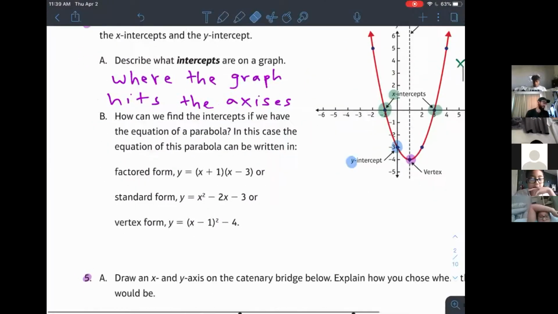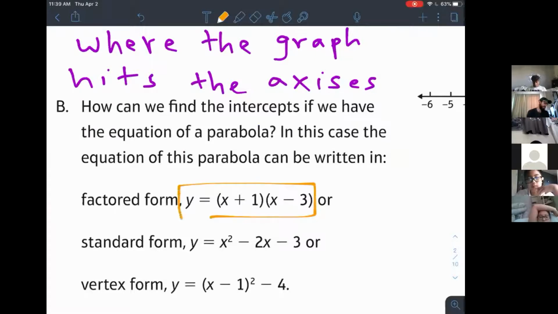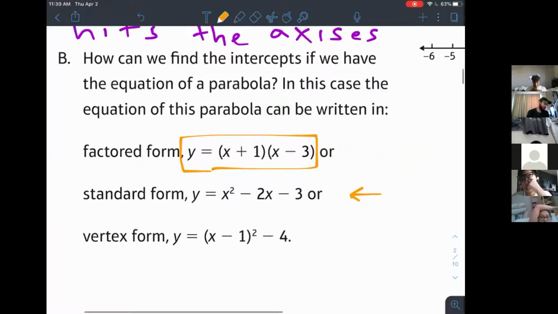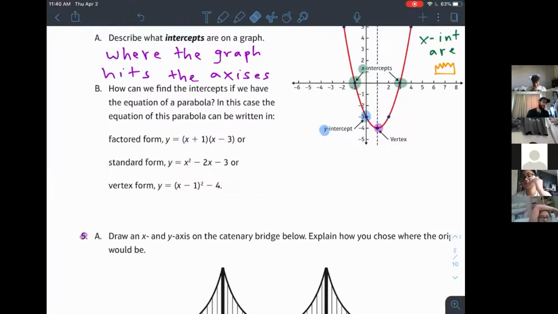Okay, how can we find the intercepts if we have the equation of a parabola? Well, we could use a variety of different tactics. This first one, the factored form, is going to be very, very important as we continue on, but we don't really know much about that yet, so I want to gloss over it. But the standard form, that's our a, b, and c values, ax squared plus bx plus c, and vertex form, that was last unit, our transformations. So we can use these different forms to allow us to understand specific parts of the parabola. And here's how.